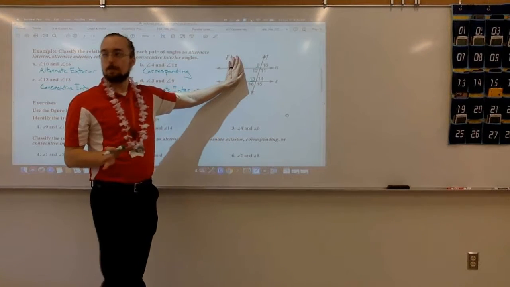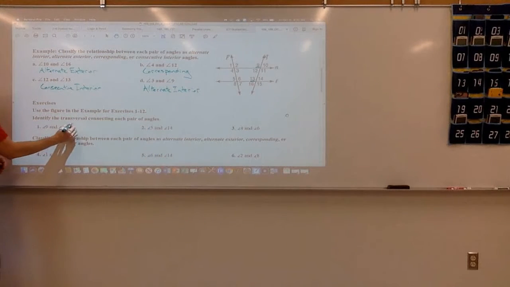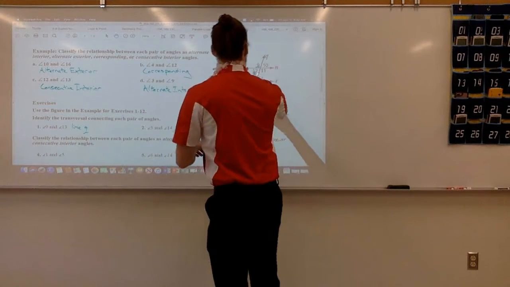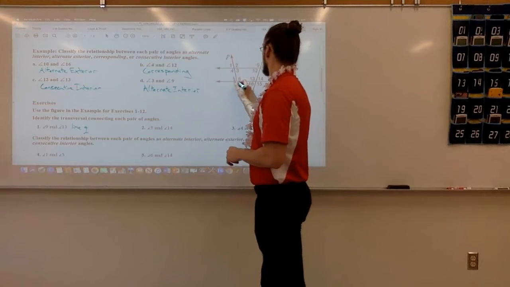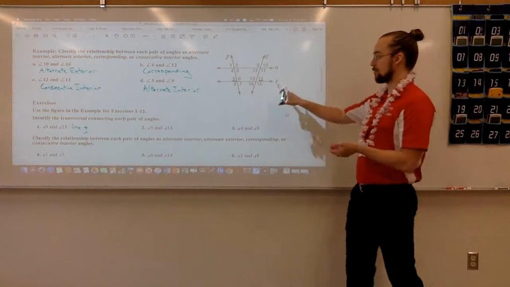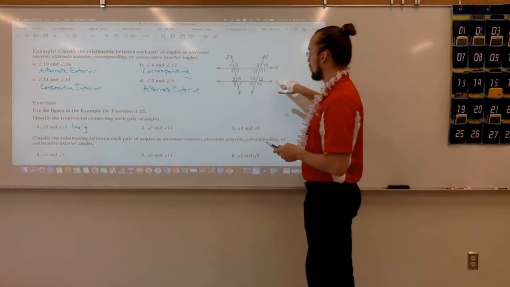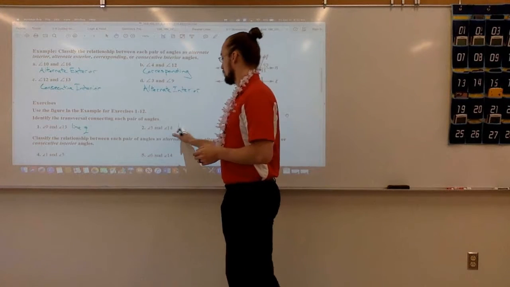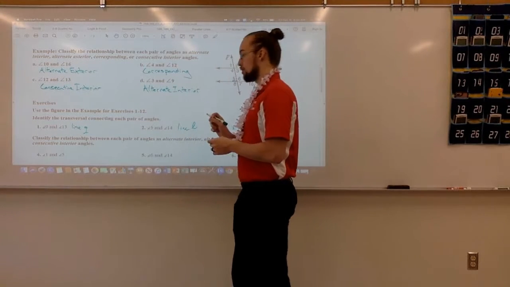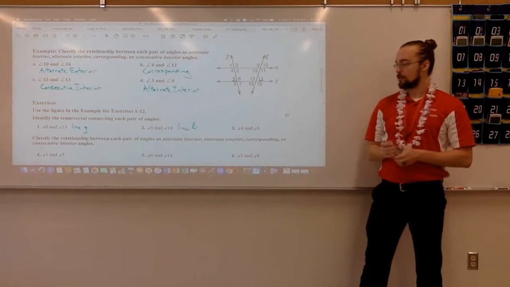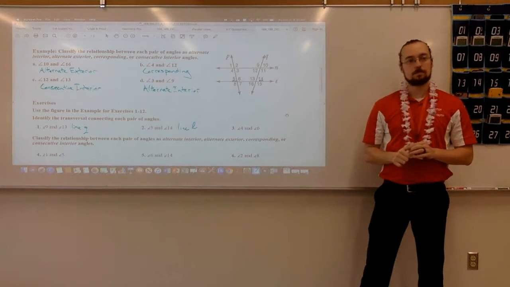Okay? You see that? Yeah. Okay. So this one would be line Q. So then 5 and 14. Yeah, 5 and 14 are both on line L, so that would be the transversal that they share. Okay? We okay with that?